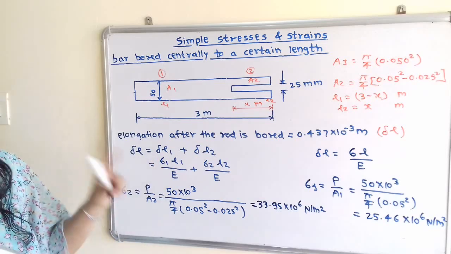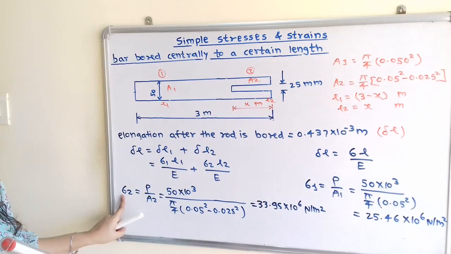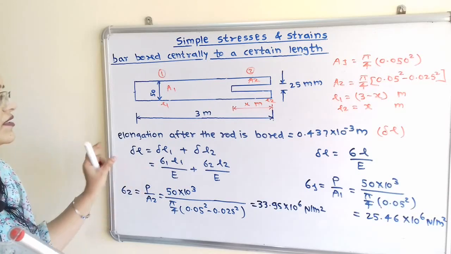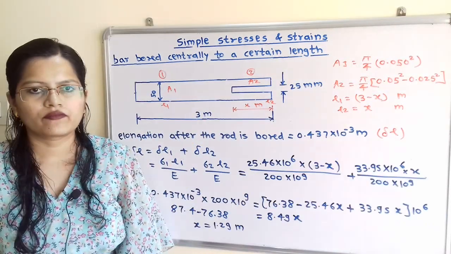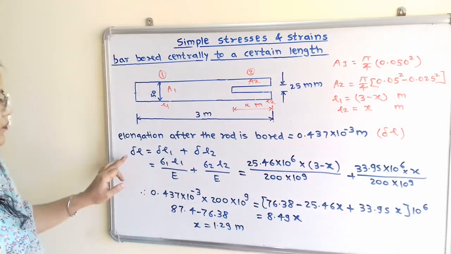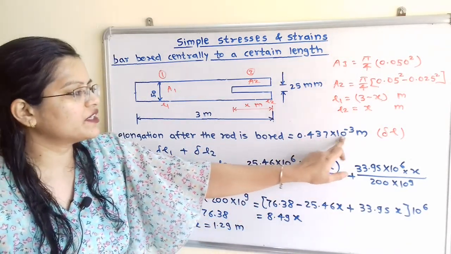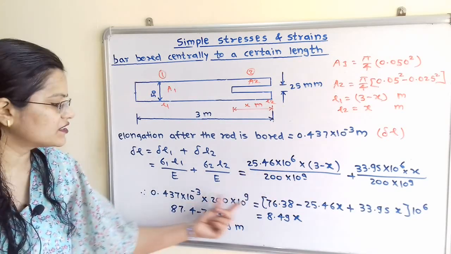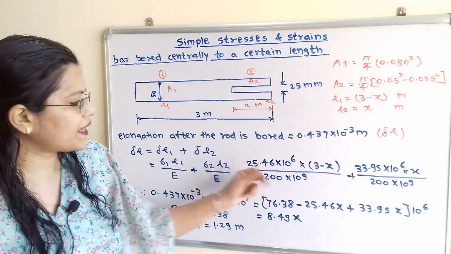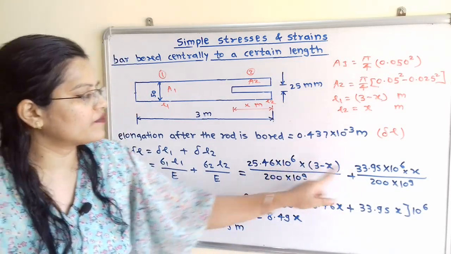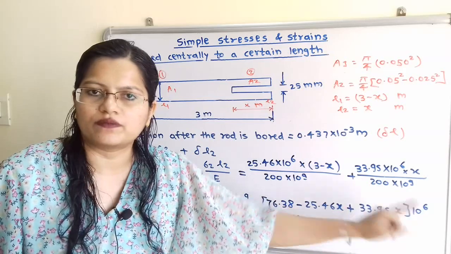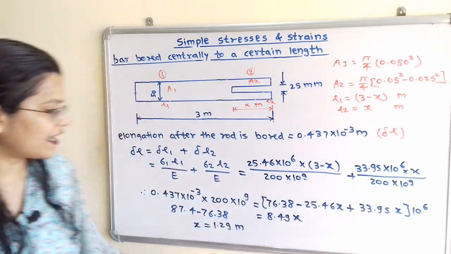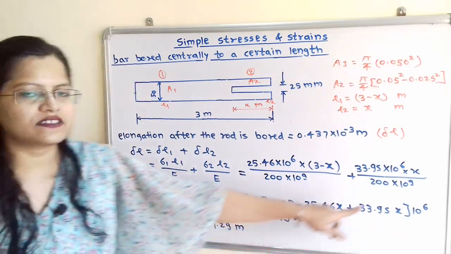Now we will put the value of sigma 1 as well as sigma 2, then L1, L2 and this value of E in the formula, and we will find out the unknown value x. We will simplify this. So if we observe, delta L is equal to 0.437 into 10 raised to minus 3, and this denominator is common, 200 into 10 raised to 9. So we will transfer to the left hand side, and we will multiply this term inside the bracket. So if we observe, for both this term 10 raised to 6 is the common term. So we will take this outside the bracket. Now on left hand side and on right hand side there is 10 raised to 6 term, and we will cancel on both the sides.